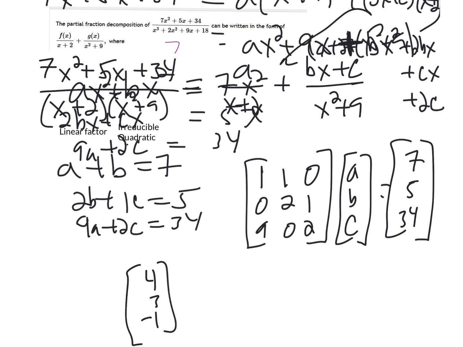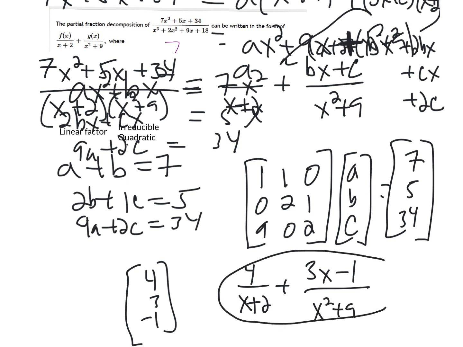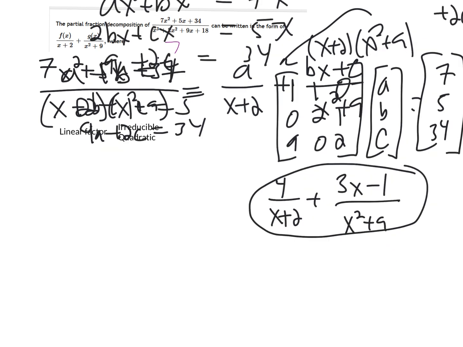So that means, let's see, the constant term a was over the x plus 2. So 4 over x plus 2. And then I get the quadratic term, so 3x minus 1 over x squared plus 9. And those should be the right answers. And we could always check. I guess you should check maybe. If I put those two fractions together, I should get that original left-hand fraction.